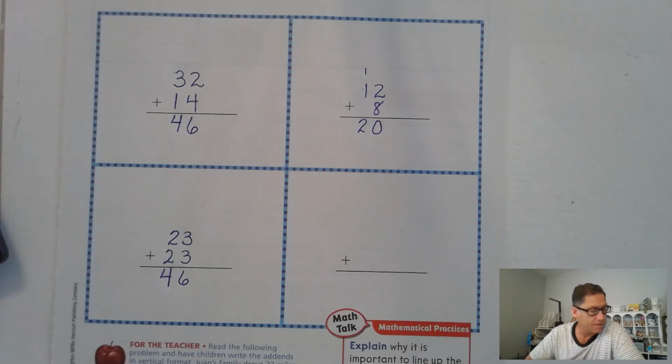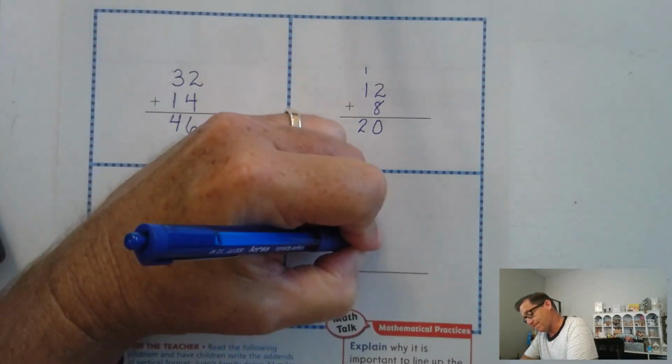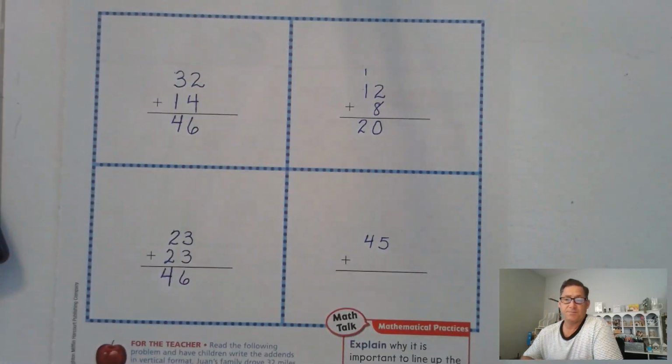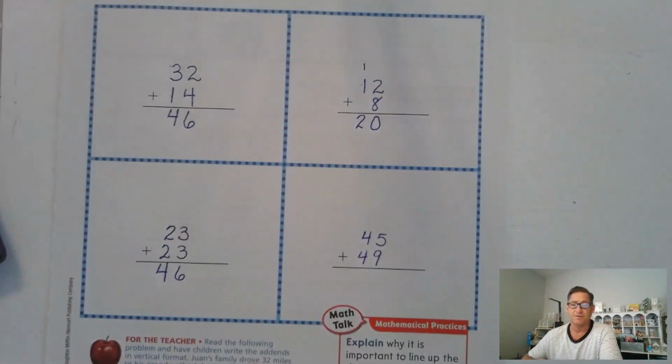Mrs. Morgan drove 45 miles to the Space Museum. Then she drove 49 miles to visit her sister. How many miles did she drive? So again, she drove 45 miles to the Space Museum, and she drove 49 miles to visit her sister. Okay, go ahead and write the addition problem for that word problem. Okay, is this what you came up with? So 45 miles to the Space Museum plus the 49 miles to her sister's house.